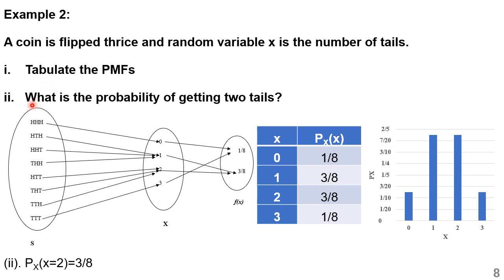The second question is, what is the probability of getting 2 tails? The probability of getting 2 tails is mapped to 2 here. From the table, we can get this value, which is equal to 3 by 8. So that has been written here. And we can see that when x equal to 2, its probability is equal to 3 by 8.